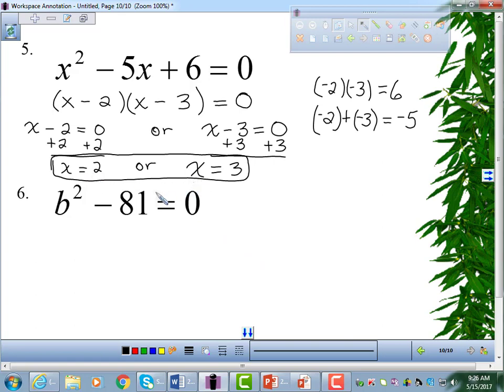And remember, we said that these are solutions, roots, x-intercepts, zeros.